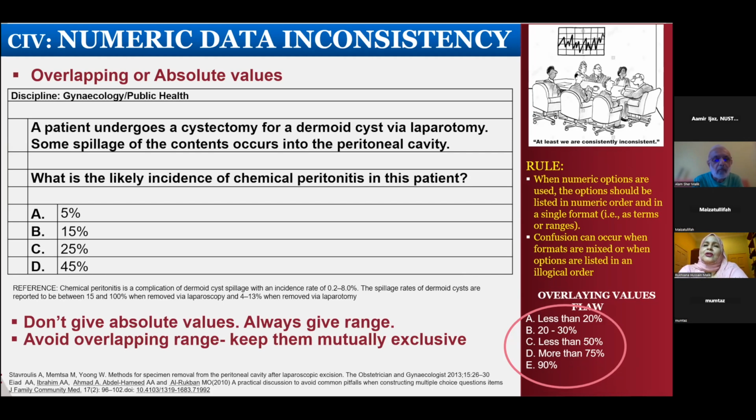And if you look on the right side of this presentation, there are overlapping values which are given. Less than 20, 20 to 50, less than 50, more than 75. For example, B is 20 to 40, and if it is 20 to 40, less than 20 is also included. More than 75, then 90% is also included. You get the point. So that means that you should not give options which are overlapping rather than mutually exclusive.